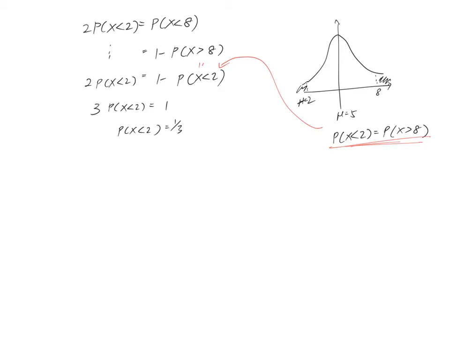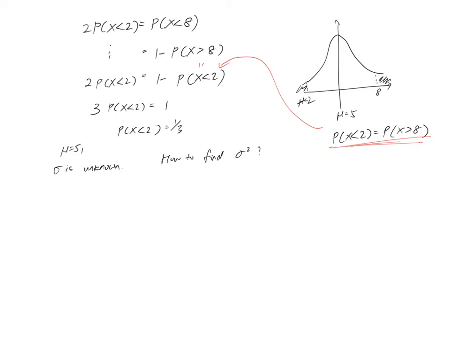Now mu is equal to 5 and sigma is unknown. So how do you find sigma squared? Remember, you look at the notes: there are always certain questions that emphasize having mu and sigma unknown. So how do we approach questions like this?